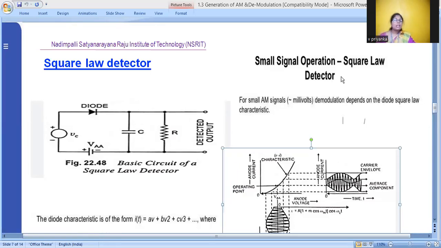The square law detector circuit is used for demodulating a modulated signal of small amplitude, that is below 1 volt, so that the operating region may be restricted to the non-linear portion of the VI characteristics of the device. This is the formula for the square law detector.